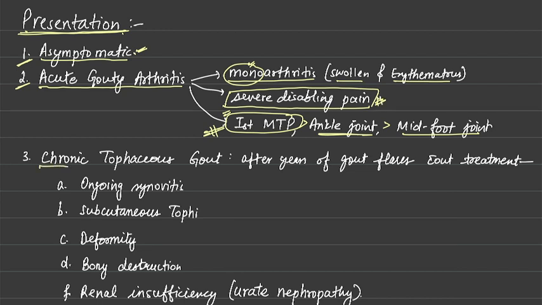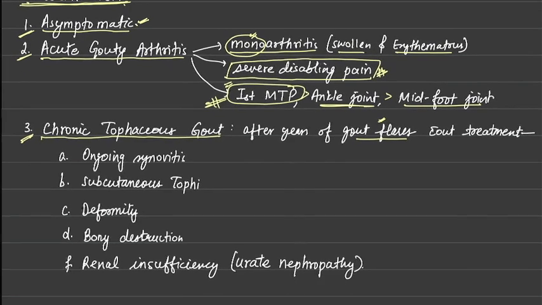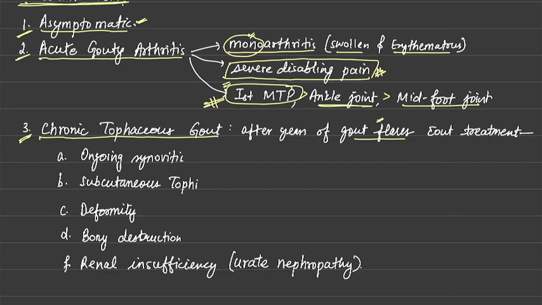Now, third is chronic tophaceous gout. Suppose gout runs for a very long period of time, for years. There will be recurrent gout flares, and the patient is not taking treatment properly. Recurrent gout flares will cause deformation of the joints, and deposition of crystals, which will lead to formation of nodules. So it is a chronic deforming condition in untreated patients.